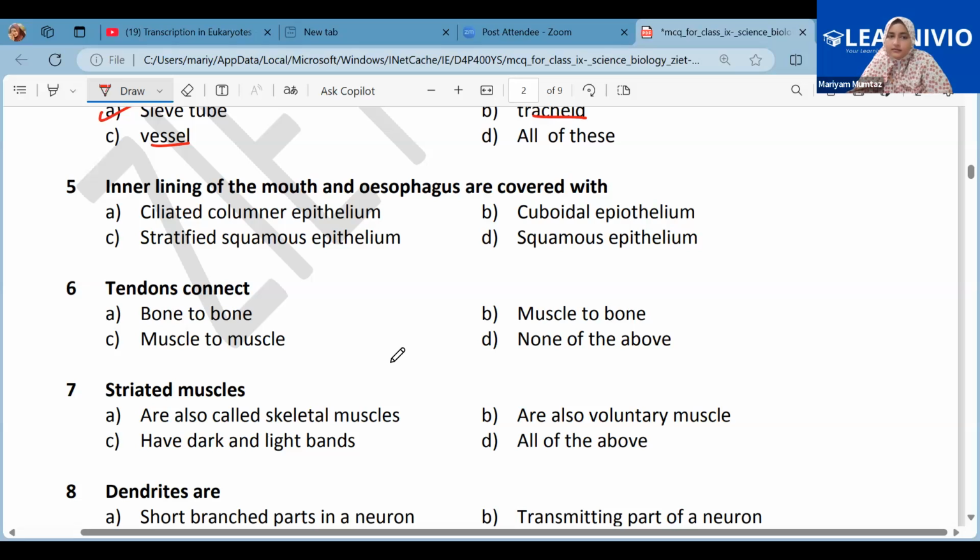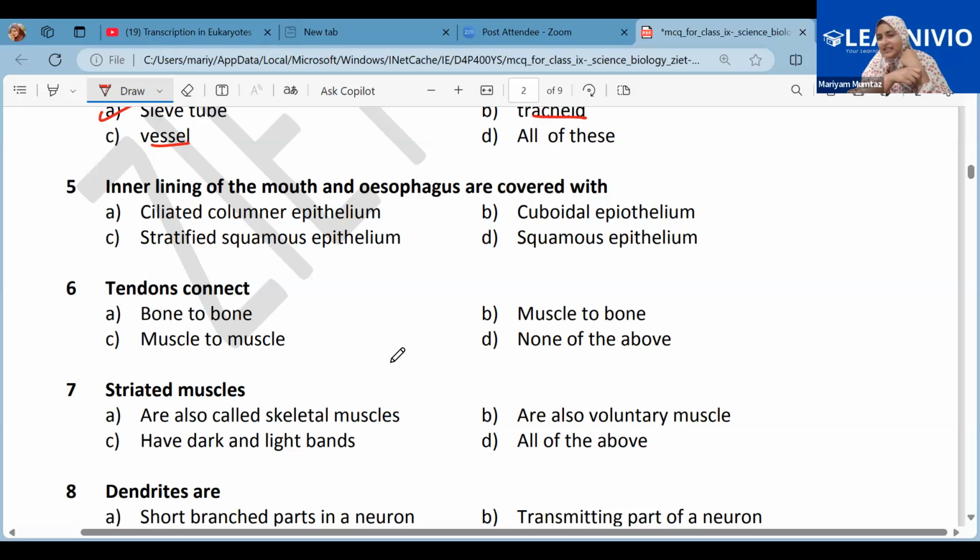Yes, tell me. No one? Okay, I'll give you one hint. It is the most simple kind of tissue. Which is the simplest kind of tissue?